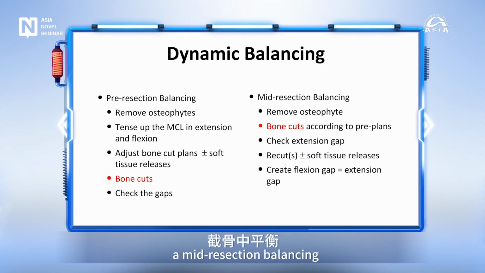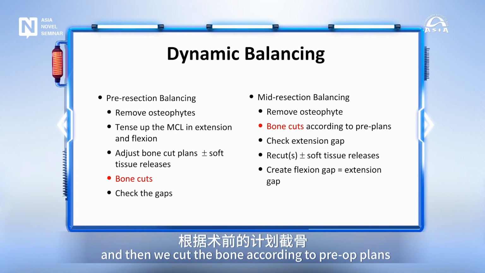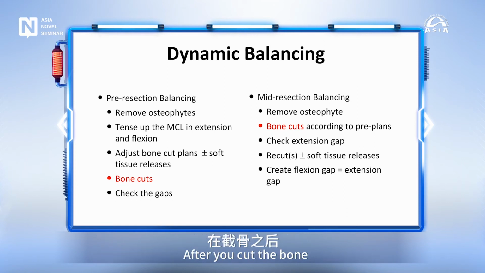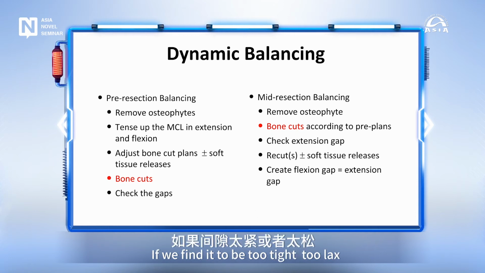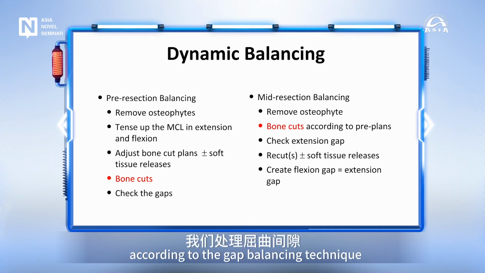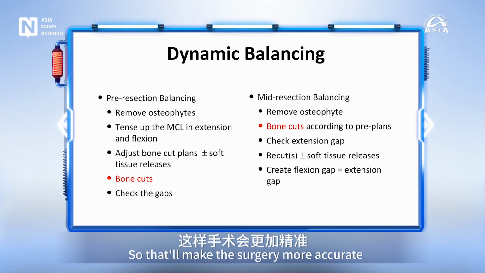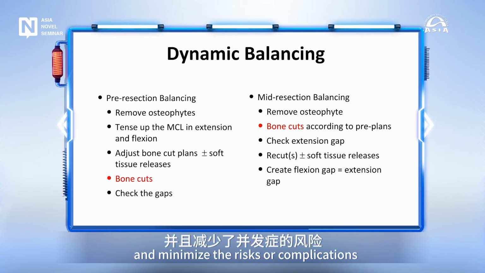Another technique we can do is mid-resection balancing. Again, we remove the osteophytes, and then we cut the bone according to the pre-op plans. After you cut the bone, we check the extension gap. If we find it to be too tight or too lax, then we can recut plus minus the soft tissue release. And then we do the flexion gap according to the gap balancing technique. So what we are doing right now is the pre-resection balancing, because we know what the gaps will be before we cut the bone. That would make the surgery more accurate and minimize the risks or complications.